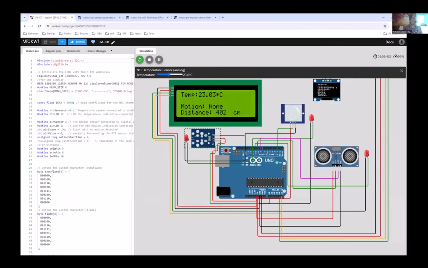So let's try that. What I'm going to do is increase the temperature. As I increase the temperature, we can see that the cooling has started over here. So we can see the cooling is on, and we also see the visual presentation over here. The cooling flake symbol is over here also.